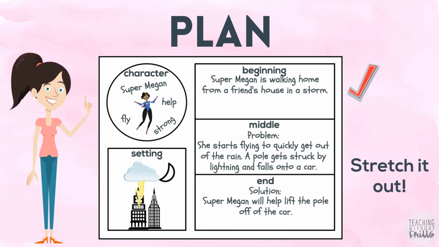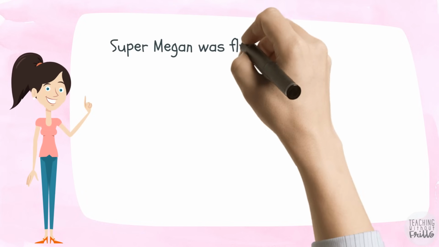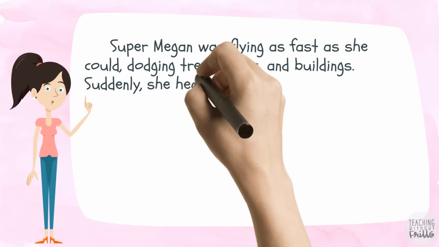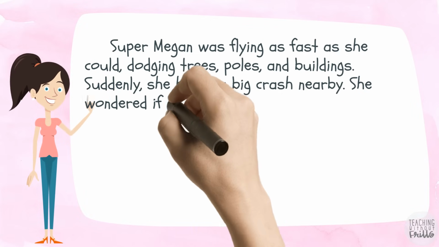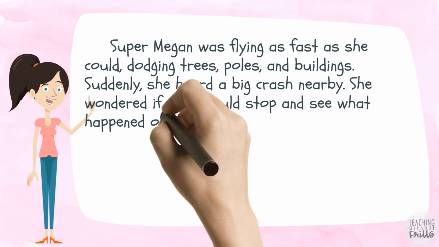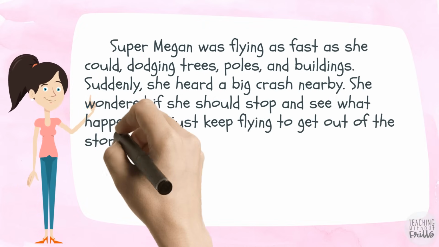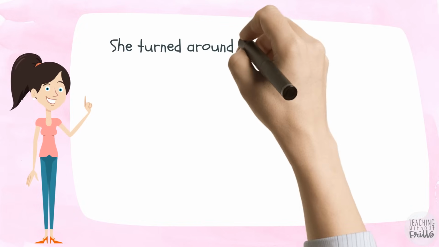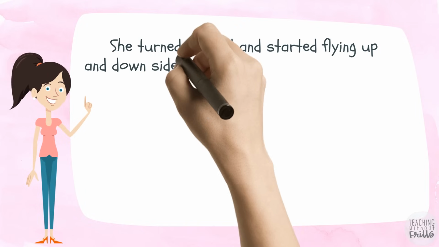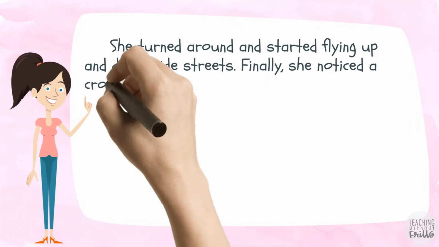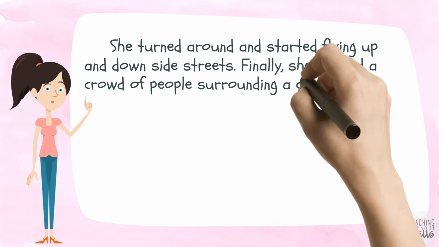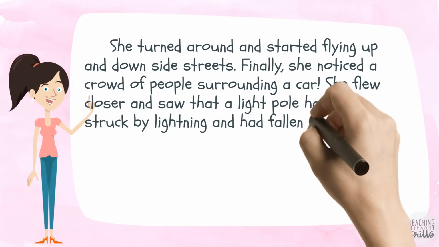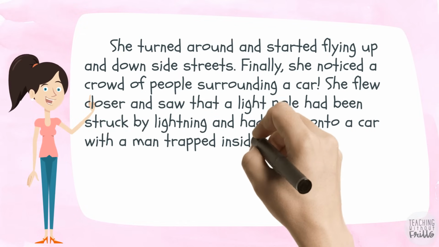So let's see. Super Megan was flying as fast as she could, dodging trees, poles, and buildings, and suddenly she heard a big crash nearby. She wondered if she should stop and see what happened or just keep flying to get out of the storm. "What if someone is hurt?" she thought. She turned around and started flying up and down side streets. Finally, she noticed a crowd of people surrounding a car. She flew closer and saw that a light pole had been struck by lightning and had fallen onto a car with a man trapped inside.